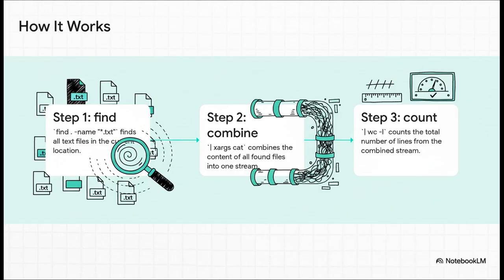This command's job is to take all those separate files and smush their contents together into one big continuous river of text. And finally, that entire river of text gets piped one last time into our hero, wc -l. And what does it do? It just counts every single line from that combined stream. See? Three simple tools working together to give you one powerful answer.